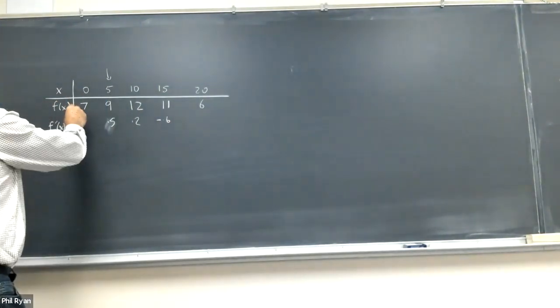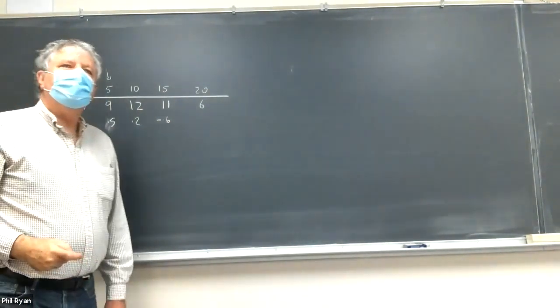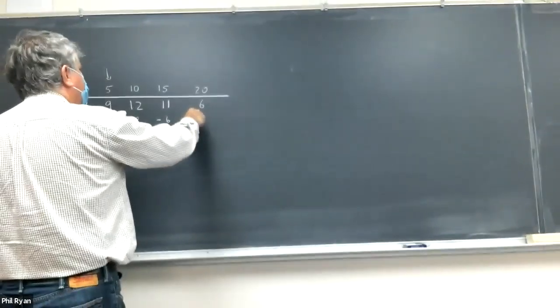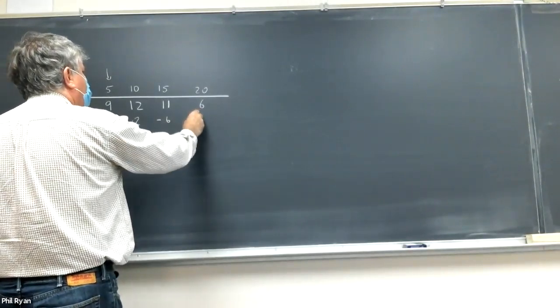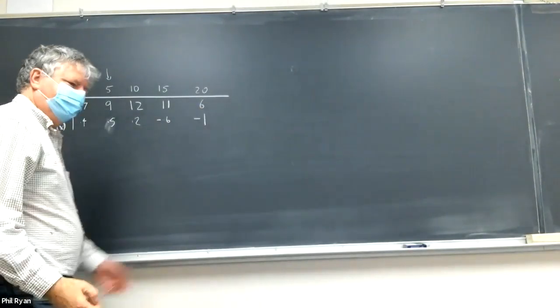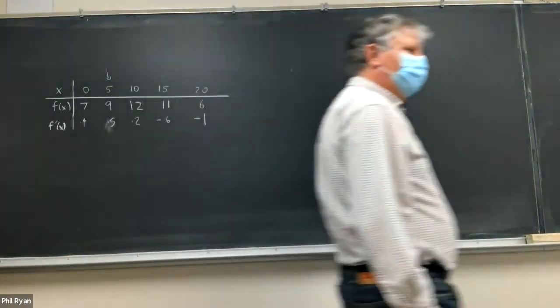And then to do the endpoints, we can't stick it in the middle, so we do the best we can. So we go up 2 over a run of 5, so that might be 0.4. And down here we go down 5 over a run of 5, so it's minus 1. Okay.